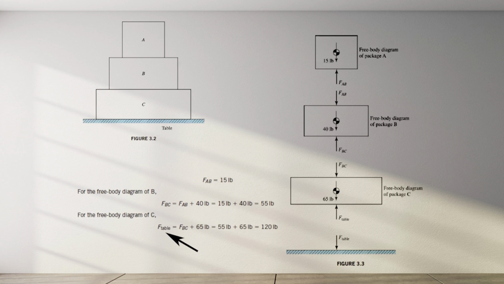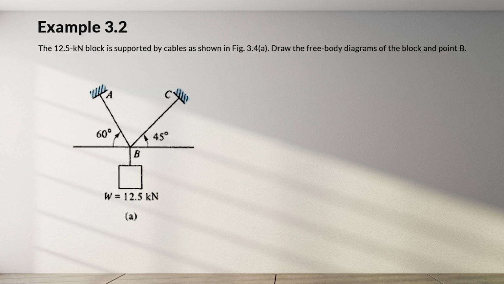The force exerted on the table will be equal to the summation of the weight of the boxes on the table, which is 120 pounds. In the next example, the 12.5 kilonewton block is supported by cables as shown in Figure 3.4a. Draw the free body diagrams for the block and for point B.